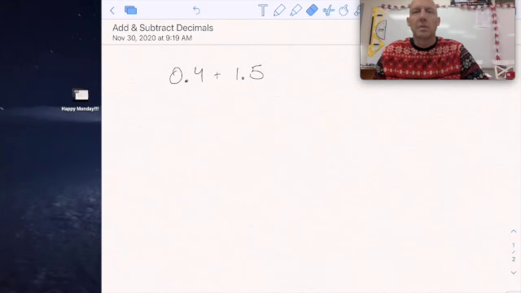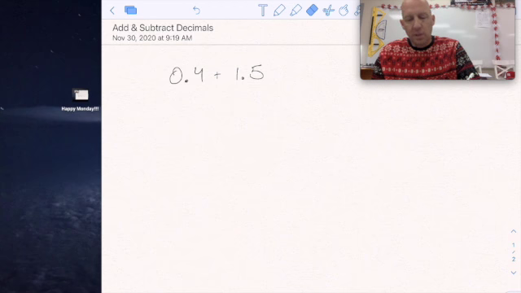Subtracting decimals. Here we have an example of an addition statement, 4/10 plus 1 and 5/10. The important part I want you to understand here at the very beginning is we need to line up our decimals so that we are adding together or subtracting values that are the same. So we're worried about place value.